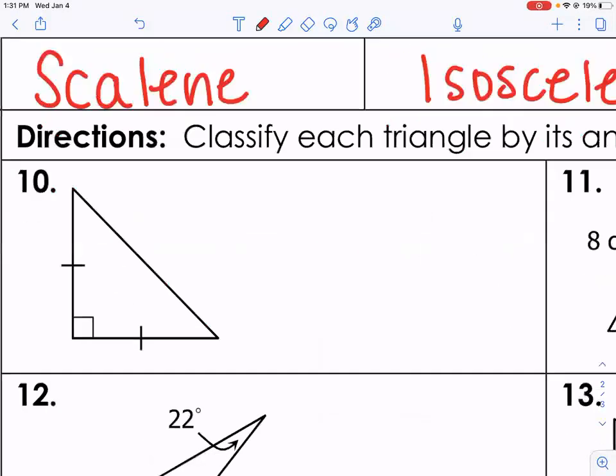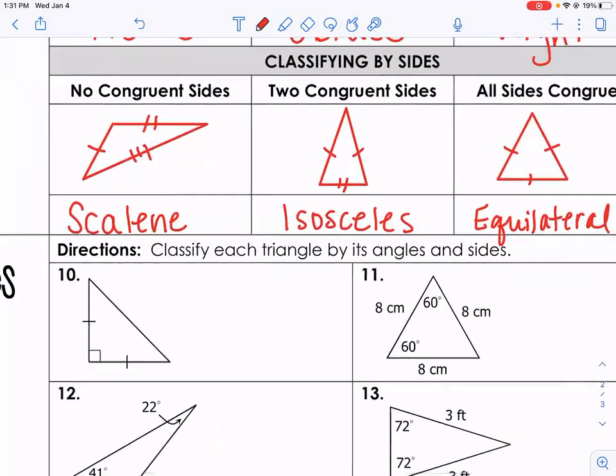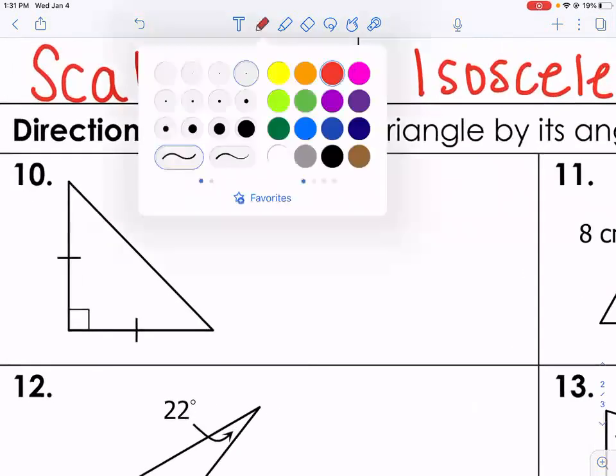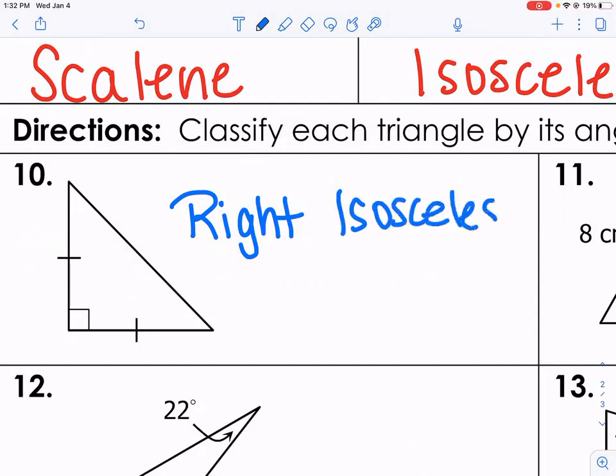All right, so let's classify each of these triangles. Did we get these written down? Okay, so number 10. If we classify it by its angles, Amy, what would we say? Okay, we have one right angle, so it's going to be a right. And then by its sides, Andrew, what kind of triangle would it be? Isosceles. Good. So this is a right isosceles triangle.